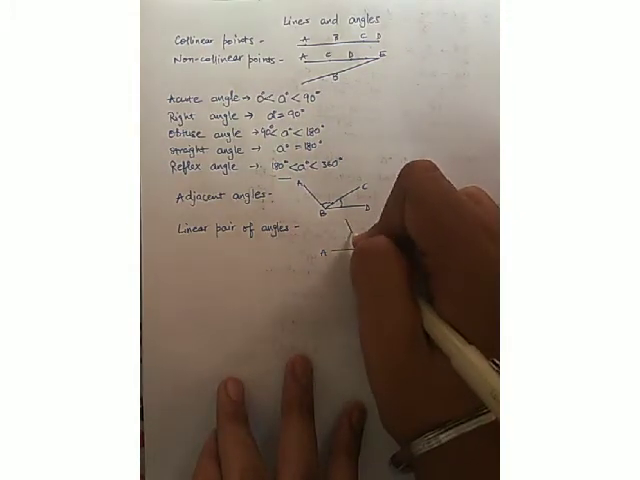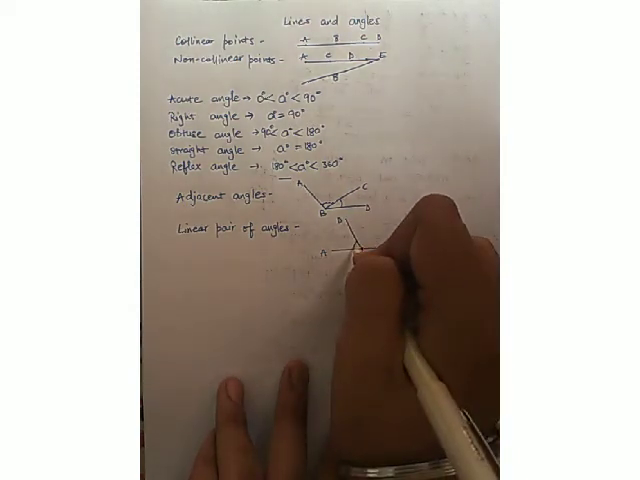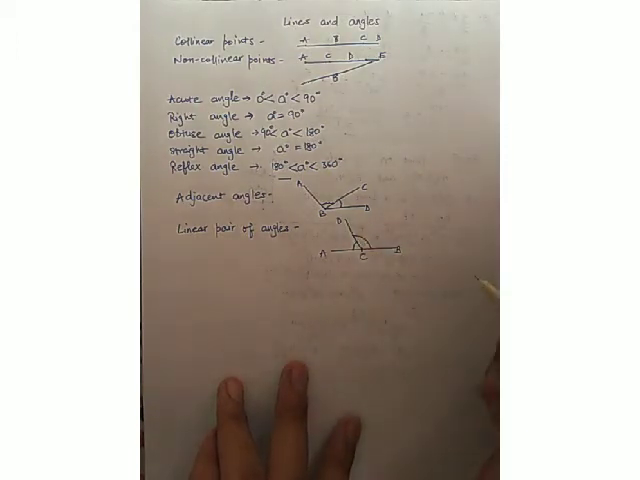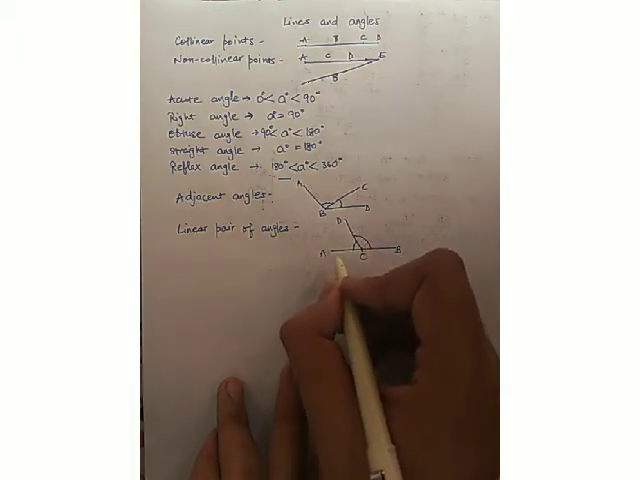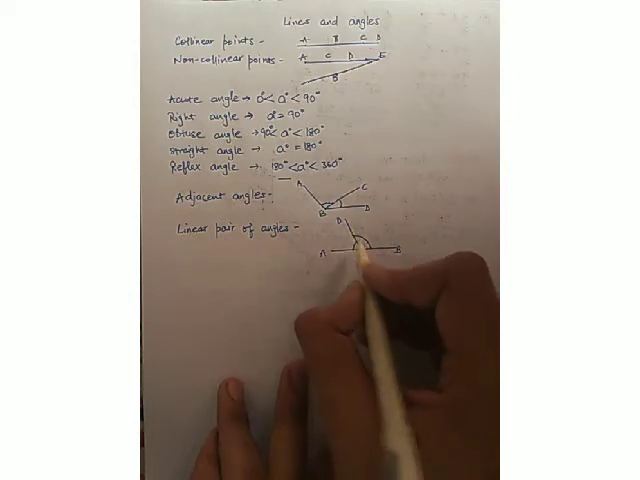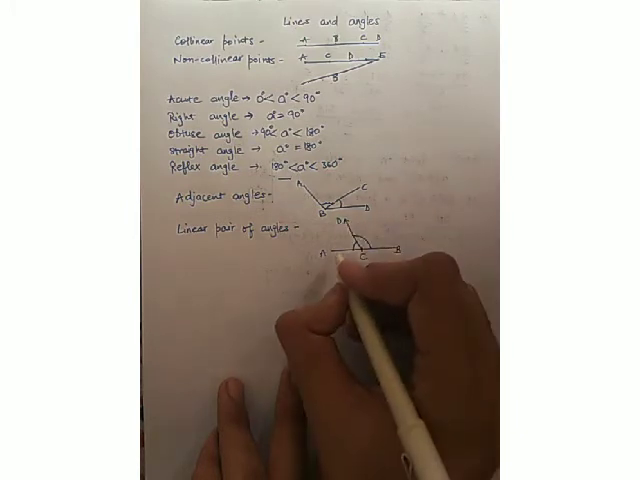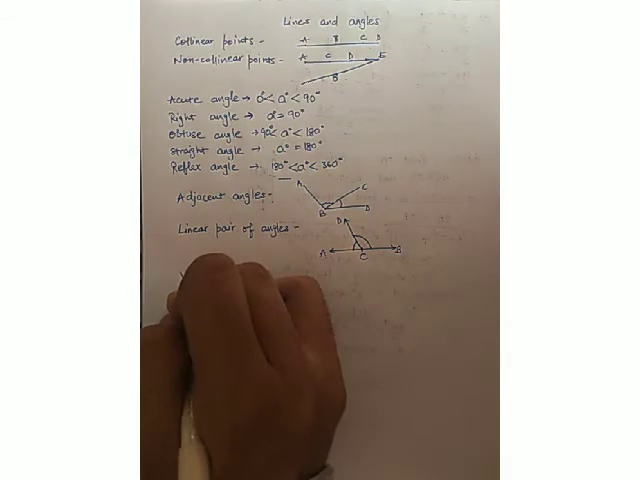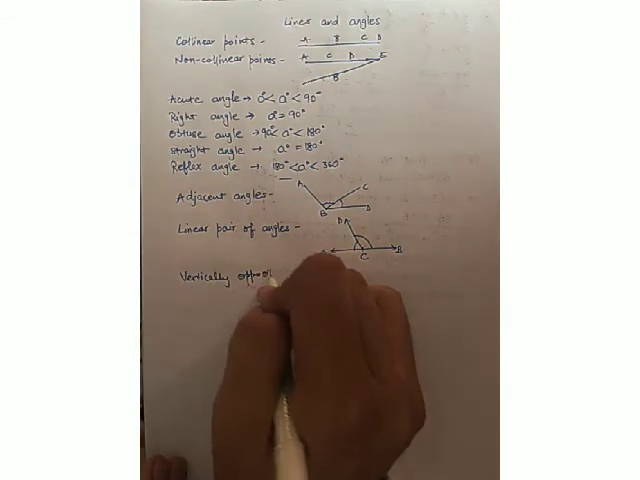Now there is another line, the line CD. Now angle ACD and angle DCB are known as a linear pair of angles because the angles are lying on the same line. Angle DCA is lying on ACB and angle DCB is also lying on line ACB. So that is why these two angles are known as a linear pair of angles. After this, we have vertically opposite angles.